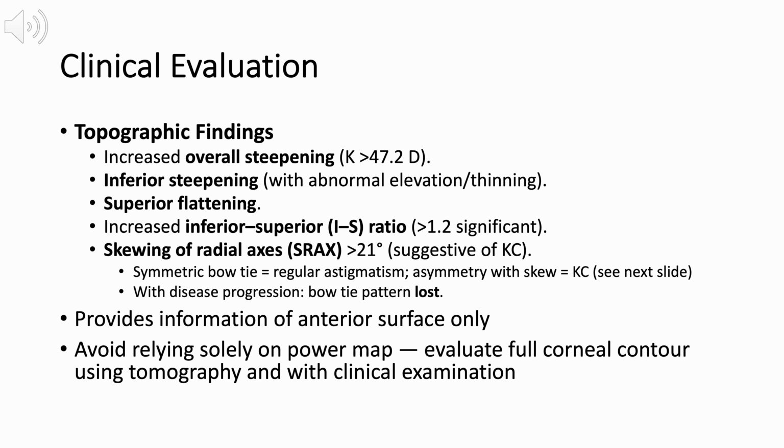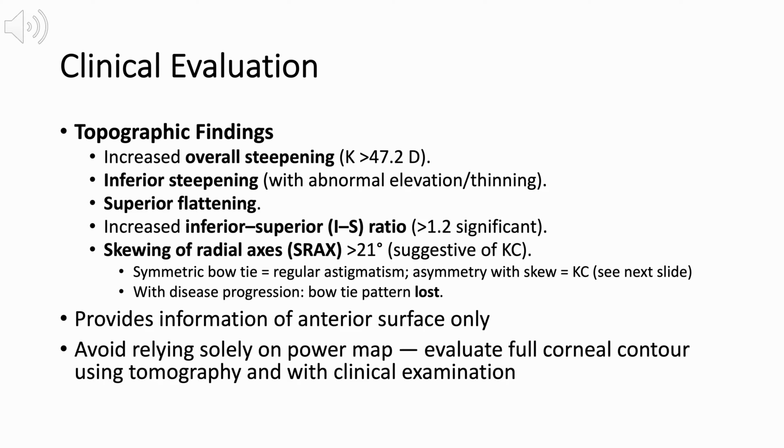When we assess keratoconus using corneal topography, there are several hallmark findings that stand out. First, we often see increased overall corneal steepening, typically when keratometry values exceed 47.2 diopters, as mentioned in the previous slide. One of the most characteristic features is inferior steepening, which is usually associated with abnormal elevation and thinning of the cornea in that region. Correspondingly, the superior cornea often shows relative flattening, which creates the classic topographic asymmetry.